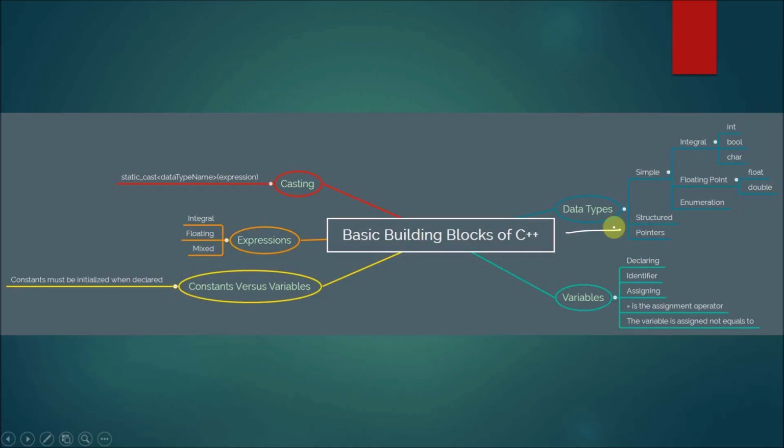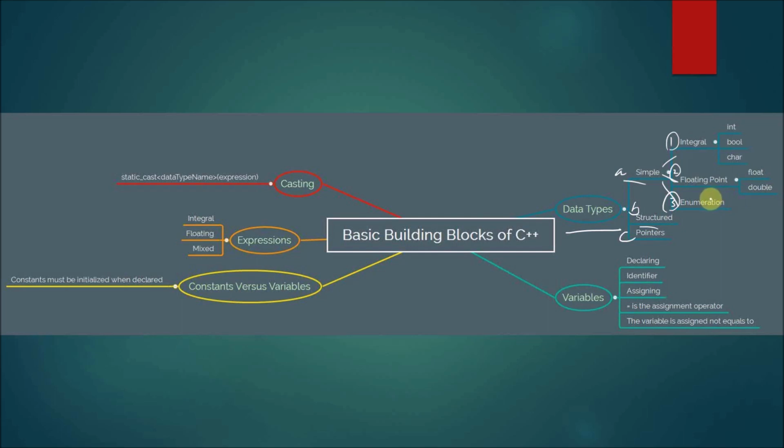There are three different types of data types. There is simple, structured, and pointed data types. In our course, we're going to cover simple and structured, but not pointers. And for now, we're just going to stick with simple data types. Out of the simple data types, there's the integral data type, floating point, and enumeration, which we'll learn all three.